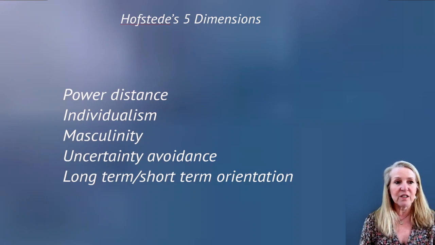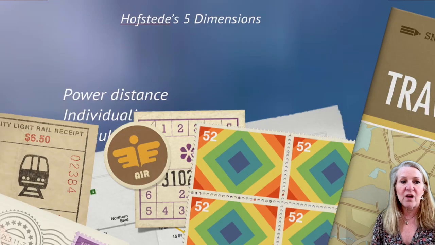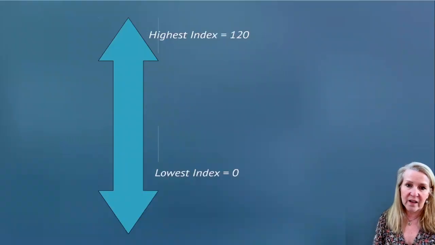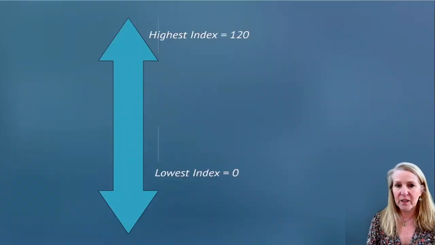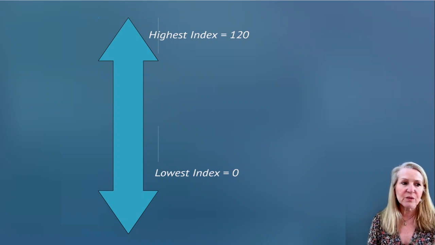Cultures differ in terms of certain qualities that they have. You'll see at the bottom the amount of a certain cultural quality is the lowest, with the lowest index of 0, and the top is at the highest index is 120.